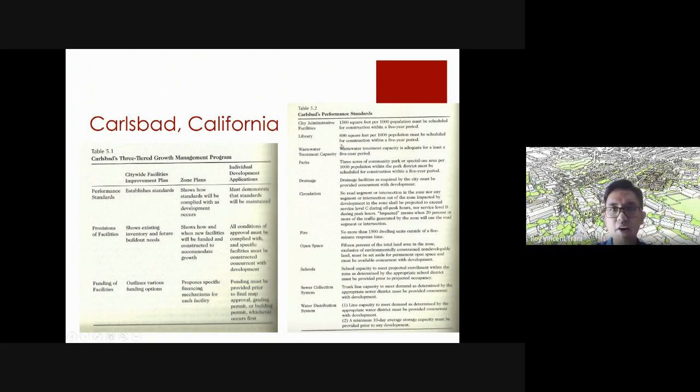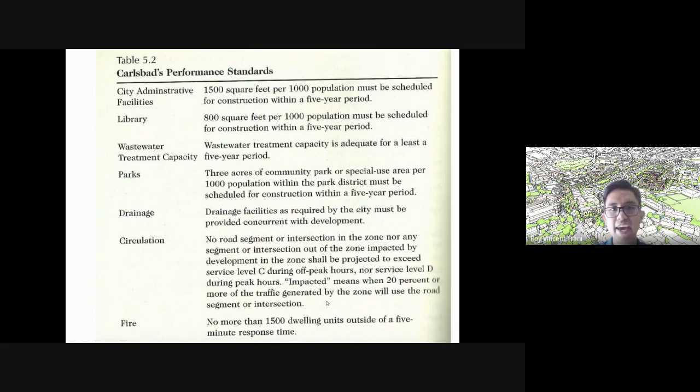And you have other standards here for, again, libraries, water treatment, parks, drainage, circulation, fire, open space, schools, and sewer collection and water distribution. And this is just zooming in on those standards.